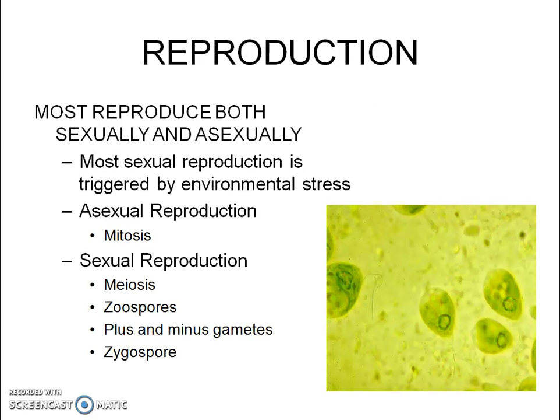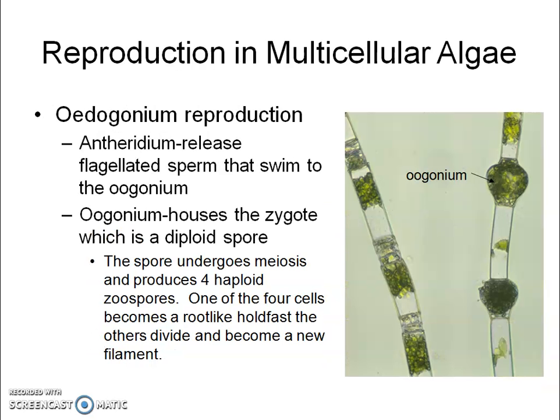Talking about the reproduction of algae, they reproduce sexually and asexually. Mostly they reproduce asexually because environmental stress does not allow them to reproduce sexually much. Sexual reproduction is by meiosis, by zoospore. Meiosis means the chromosome number reduces to half. Then zoospores, plus and minus gametes are formed, and then zygospores are formed. So after meiosis zoospores are formed, then gametes, then zygospores.